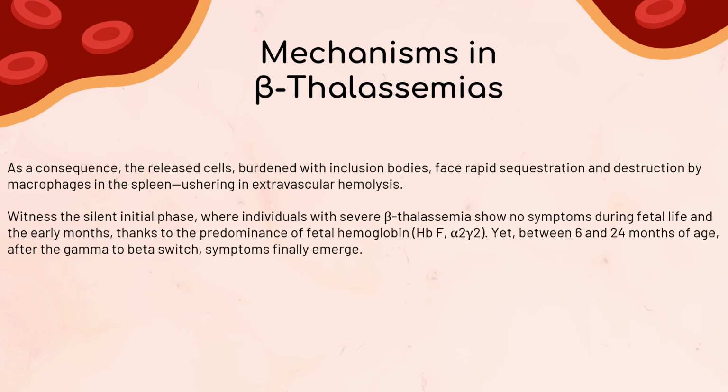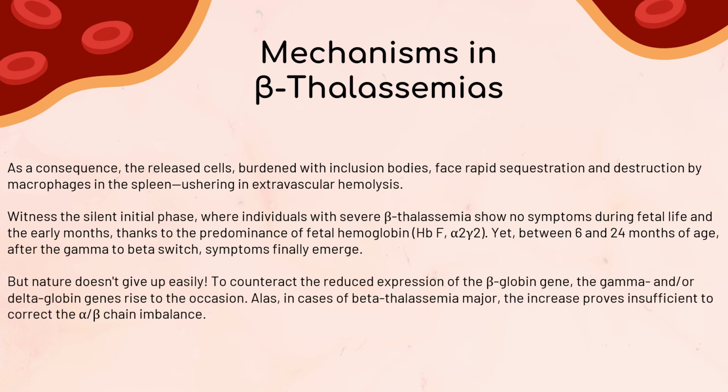Consider the silent initial phase, where individuals with severe beta-thalassemia show no symptoms during fetal life and the early months, thanks to the predominance of fetal hemoglobin, HbF, alpha-2 gamma-2. Yet, between 6 and 24 months of age, after the gamma to beta switch, symptoms finally emerge.